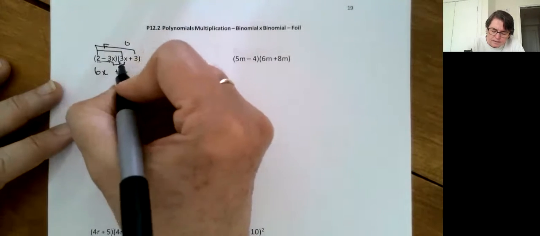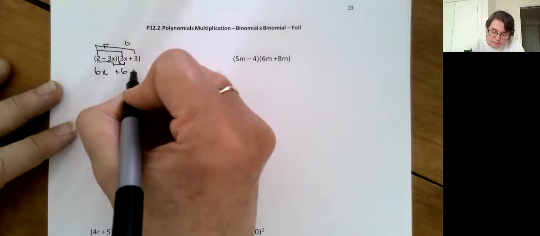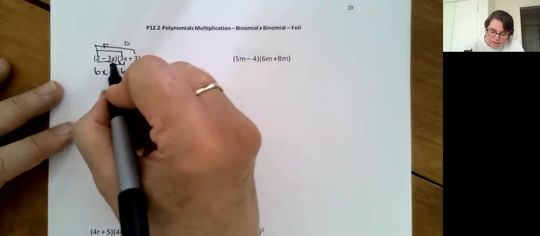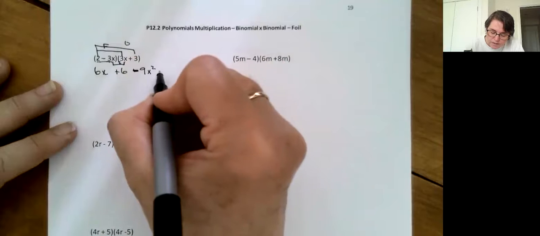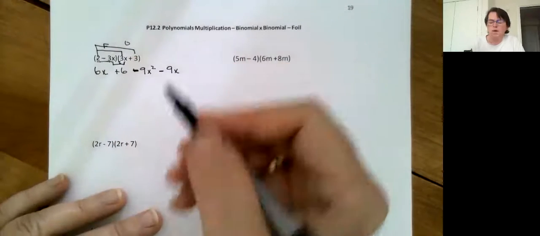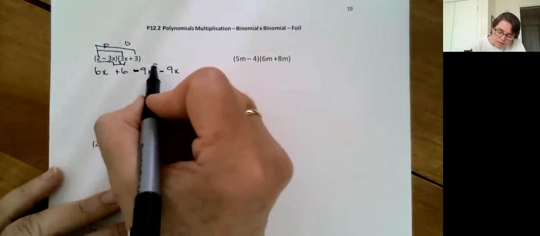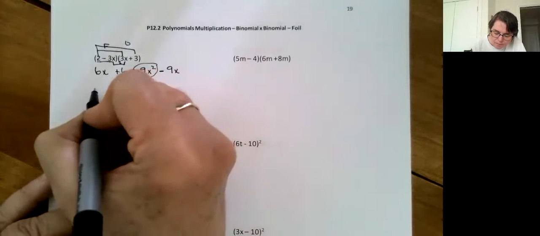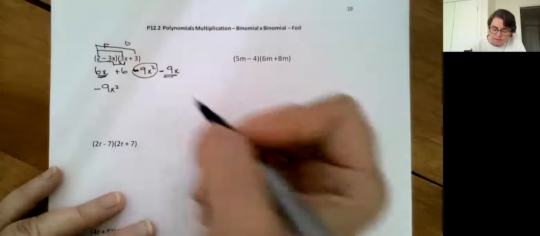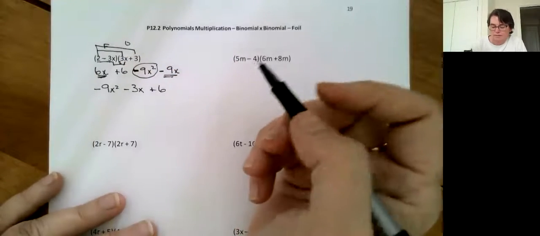Insides, minus 3 times 3x is going to be minus 9x squared. And then minus 3 times 3 is minus 9x. Okay, look, it looks all weird, right? And that's because this one, the order was reversed. So here is our only x squared term. So minus 9x squared. And this one and this one are your x's. So minus 3x plus 6.